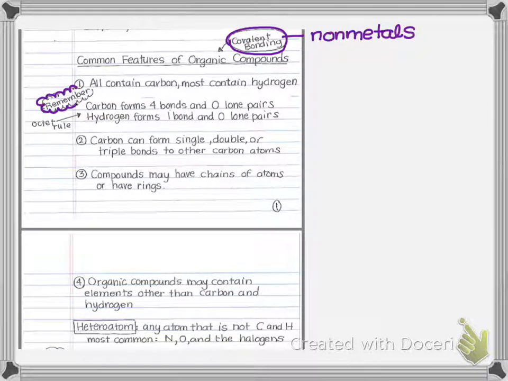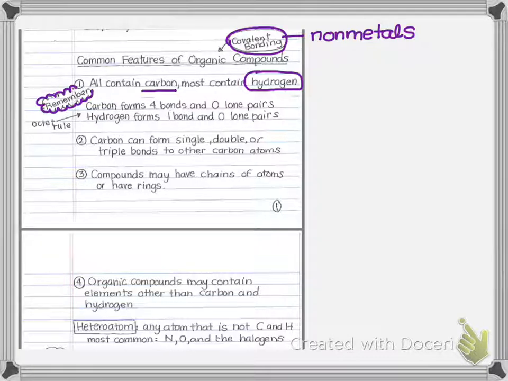So remember, all organic compounds will contain carbon, and carbon's best friend is hydrogen. And so it's very common for organic compounds to contain both carbon and hydrogen. The Octet Rule, which tells us that all elements like to be surrounded by 8 electrons, except for hydrogen, which can only have 2, lets us predict how many bonds these two elements would like to form.